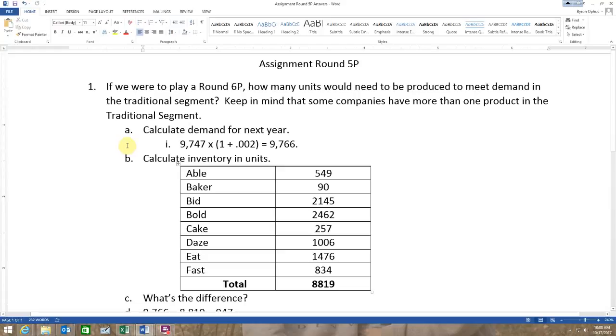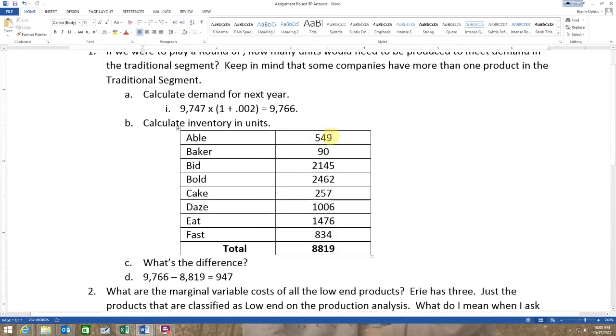Okay, so we do our math, and it's simply taking last year's demand, or 5P's demand, which was 9,747,000, times 1 plus 0.002, and that equals 9,766,000. It was pretty close. It might have been rounded up to 767,000. So either one of those would probably be correct.